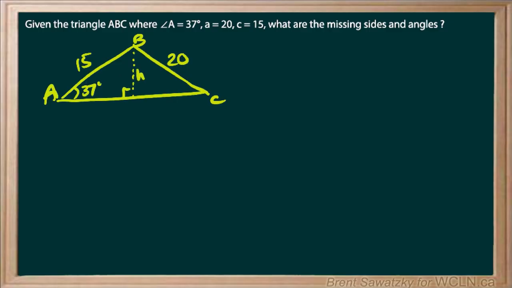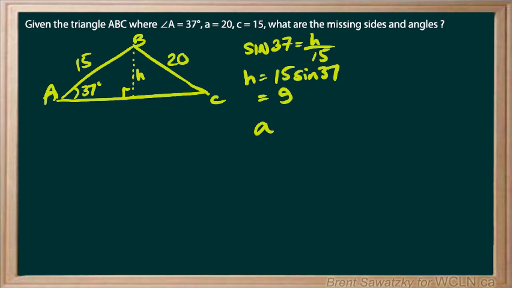And so our H in this case, sine 37 is equal to H over 15. And so H is 15 sine 37, or 9. Okay, so the A is definitely greater than the H. In other words, 20 is greater than 9. And so that's good. That indicates, are we looking for a second triangle?